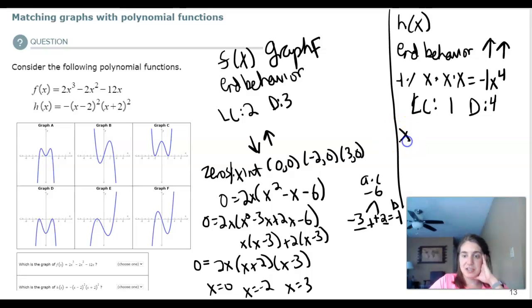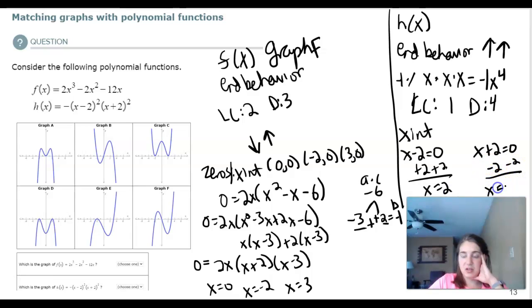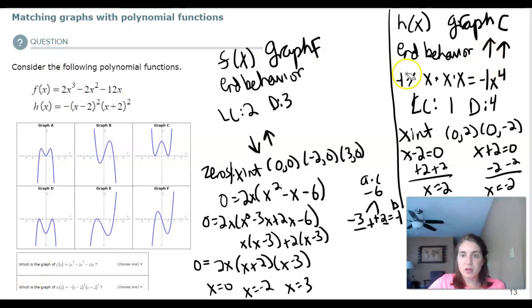So my zeros are my x-intercepts. I'd have x minus 2 equals 0, x plus 2 equals 0. So I have the points 2, 0 and negative 2, 0, which would leave me with graph C. And we made a mistake. This would be down, down, because it was negative, actually. I didn't catch that. So I'd be down, down, crossing at positive 2 and negative 2. So it would be graph D.